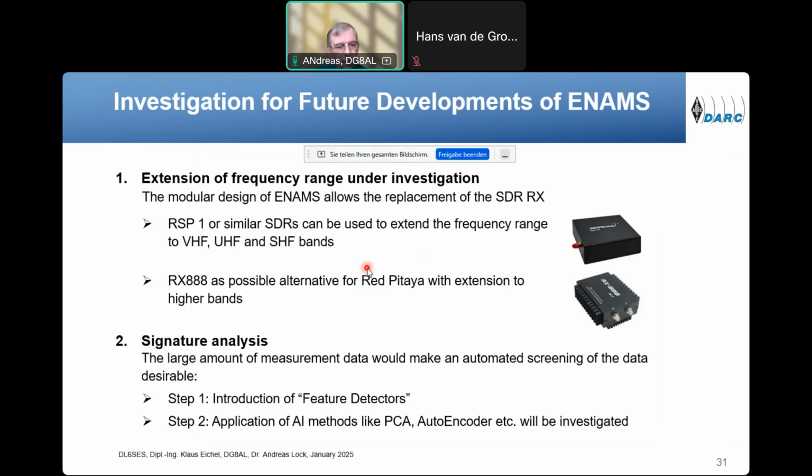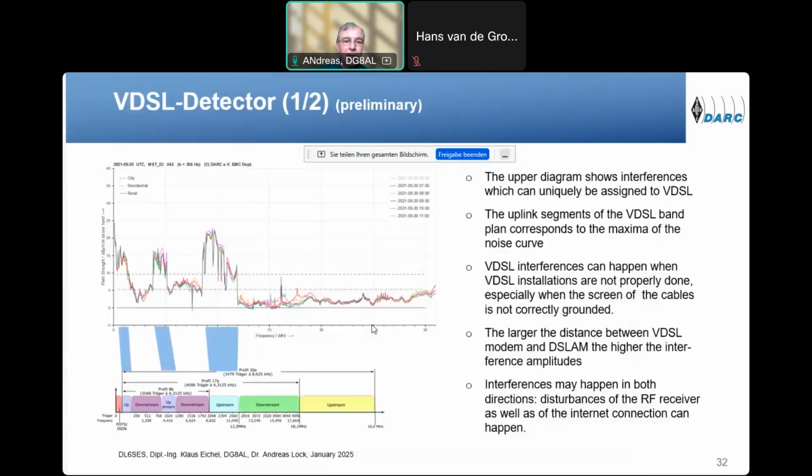So, I think we will do it in 2 steps. First, I introduce so-called feature detectors, and in the next 2 or 3 slides, you will see what it means. This is the preparation for the application of AI, because we need some training data for the AI, which I want to get with the feature detectors. So what is a feature detector?